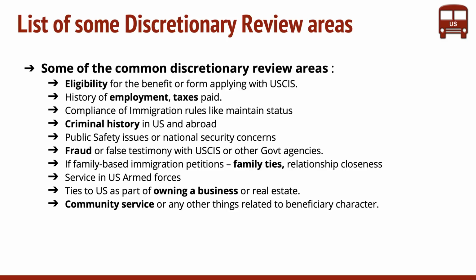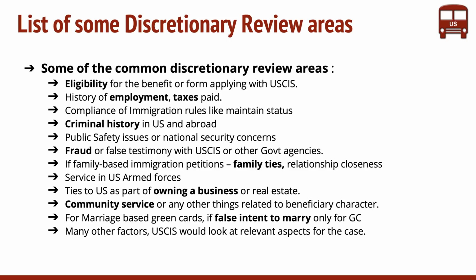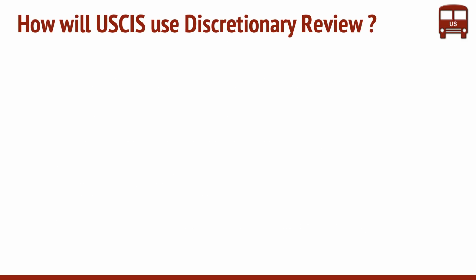Were they a good citizen in the community by doing community service? And if they're applying for a marriage-based green card, was there any false intent just to get a green card when they marry? So all these are the many various things, right? Again, as I said, there is no list. So these are some of the things that USCIS has given in the documentation that they could look at.